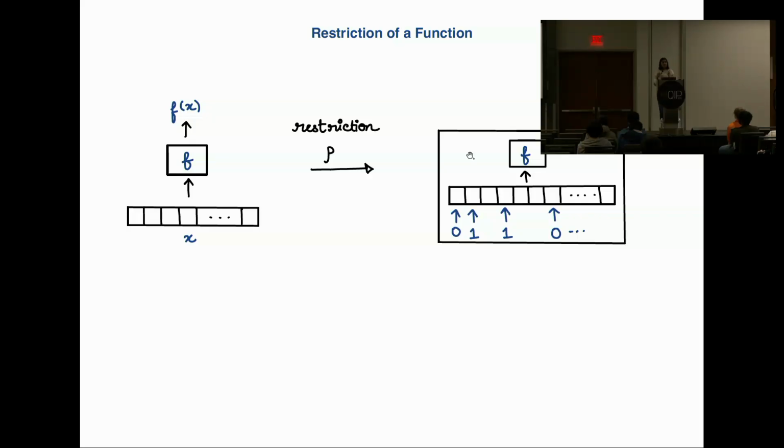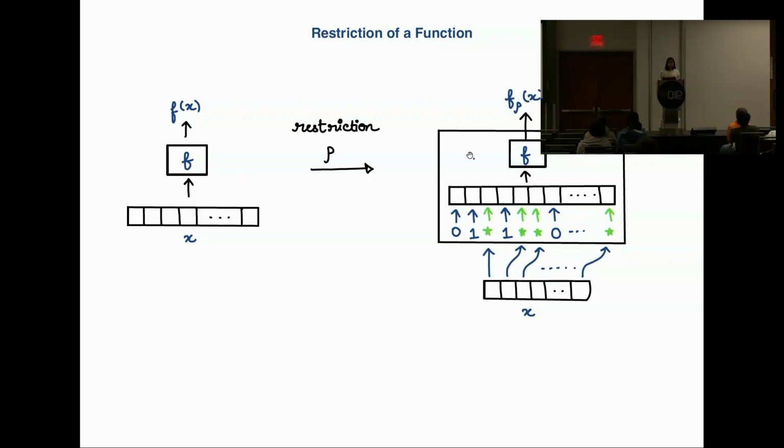So what is the restriction of a function? Suppose you have some function f which takes an input x and outputs f of x. Then a restriction rho of this function sets some input bits of this function to 0 or 1 values. So it restricts some input bits of the function to 0 or 1 values. And now the restricted function f sub rho takes a smaller input x, sends those input bits to the unrestricted input bits for the larger function f, and evaluates this function f to get f sub rho of x.